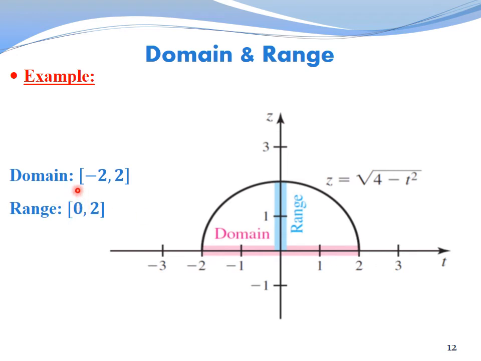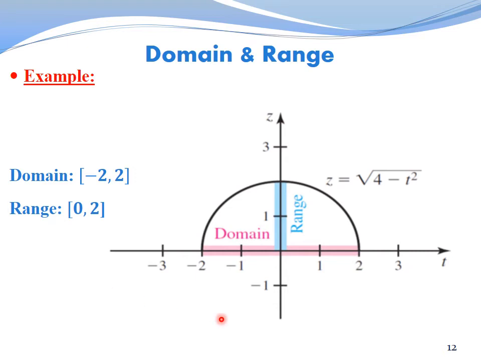That's why we say the domain is a closed interval from negative 2 to 2. This bracket means that negative 2 is included in the domain, and this closed bracket also means that 2 is included in the domain, and any value between them. So we say that the domain is the closed interval from negative 2 to 2.